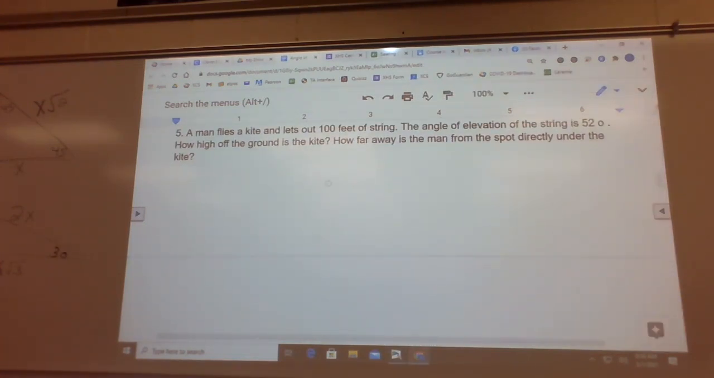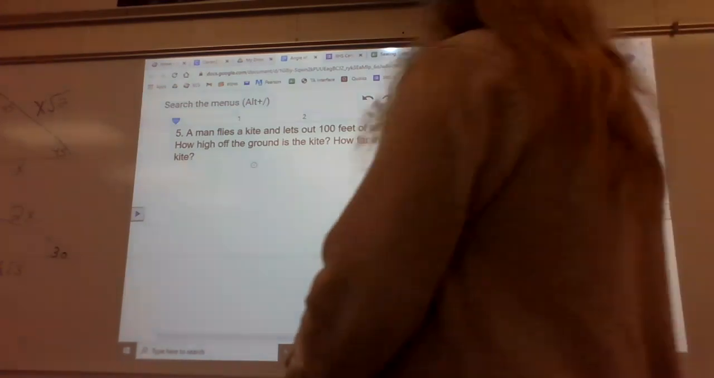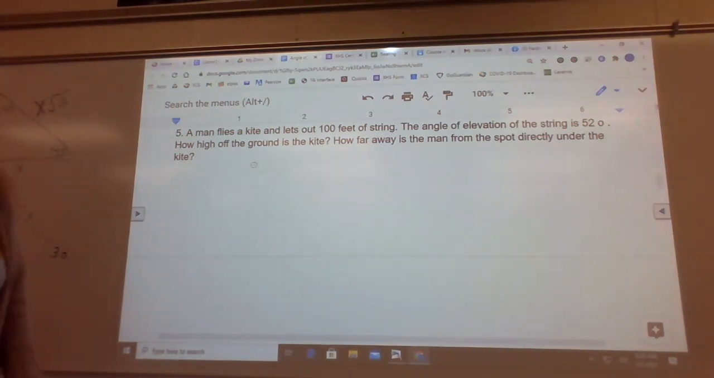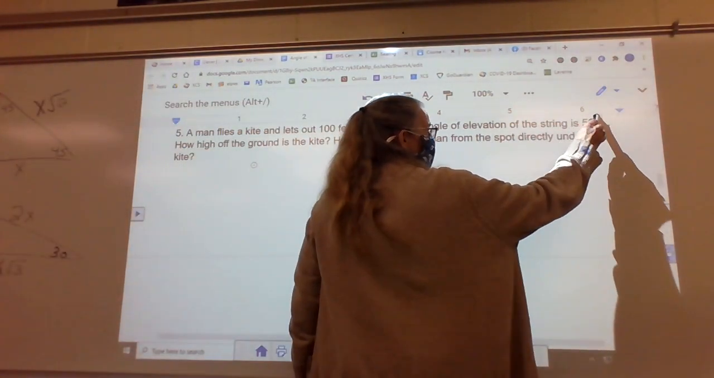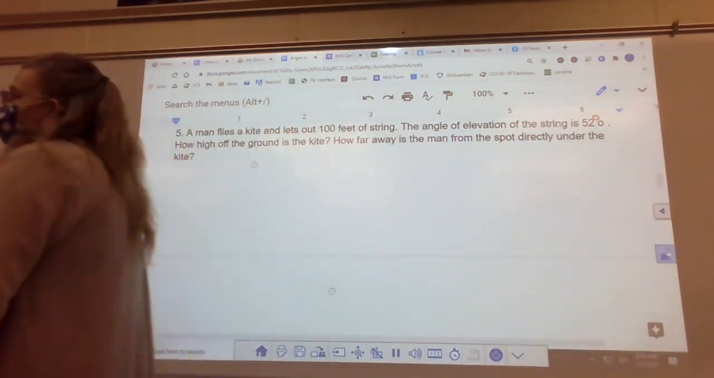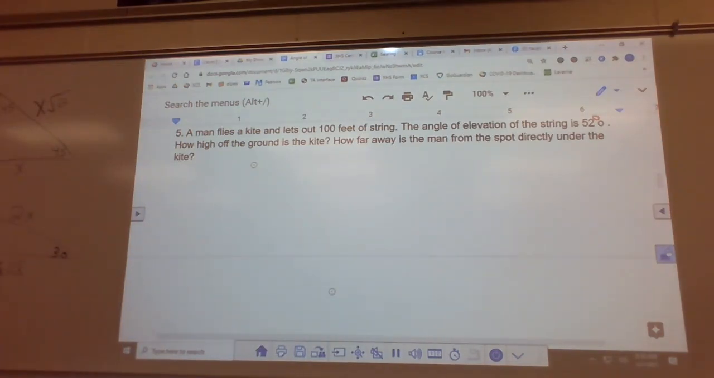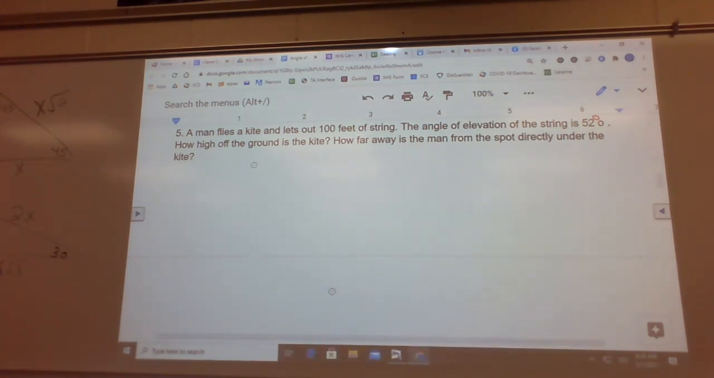Number 5. A man flies a kite and lets out a 100-foot string. The angle of elevation to the string is 52. That should say degrees. I didn't get my O popped up to degrees, but that should say degrees. How high off the ground is the kite? How far away is the man from the spot directly underneath the kite? This is almost the same as the first problem, but the difference is there's really two questions.